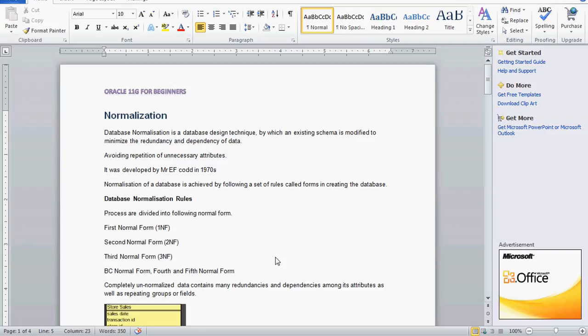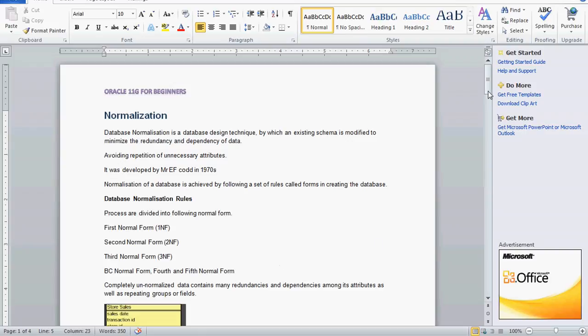Here are the database normalization rules. The process is divided into the following normal forms: first normal form, second normal form, third normal form, BC normal form (Boyce-Codd), fourth and fifth normal form. The last ones, BC normal form, fourth and fifth normal form, most of the time we see theoretically, but sometimes they are also used. But most of the time we will be using up to third normal form.